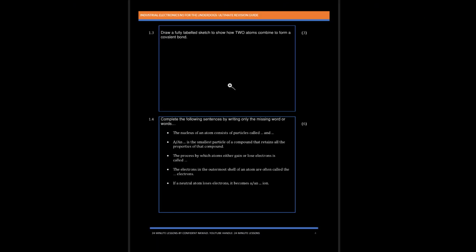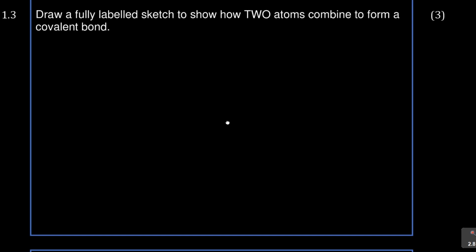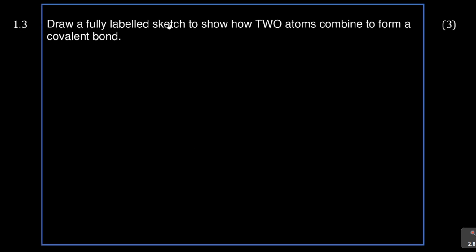Now back to the lesson. Let's move on to the next part. Here it says, draw a fully labeled sketch to show how 2 atoms combine to form a covalent bond. Now they are saying draw a sketch to show how 2 atoms combine. You can choose in here. I will just use 2. For example, let's say sodium. Now sodium has got... okay, they are saying a covalent bond, so I can't use sodium, but I can use what? Let me use hydrogen, a simple one.